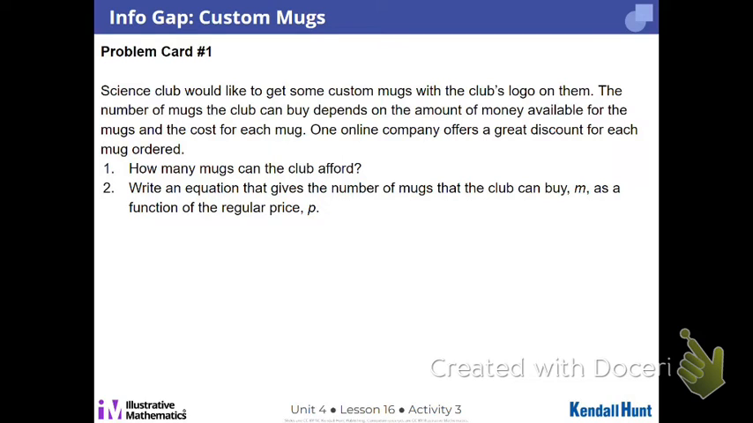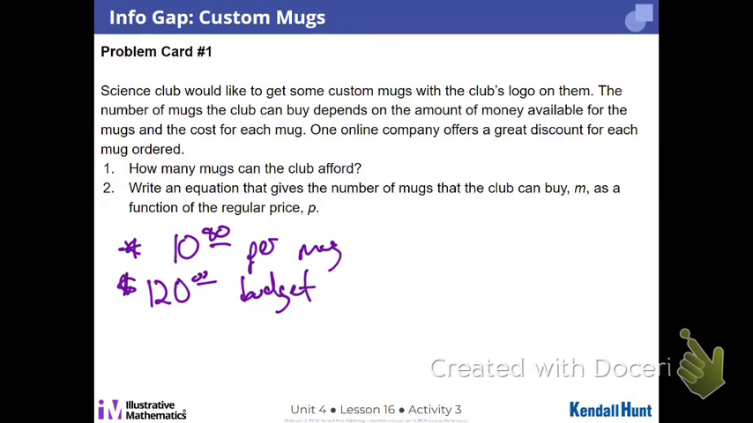What information do you want, Connor? Give me something. How much is a mug? Oh, how much is a mug? I'll tell you. $10.80 per mug. How much money does the club have? Oh, total money. But what's our budget? $120 budget.